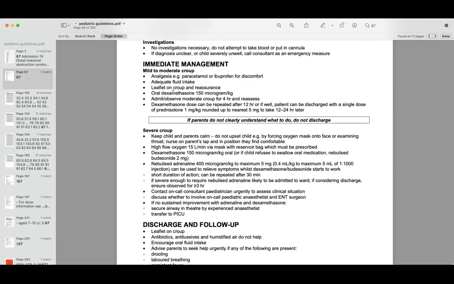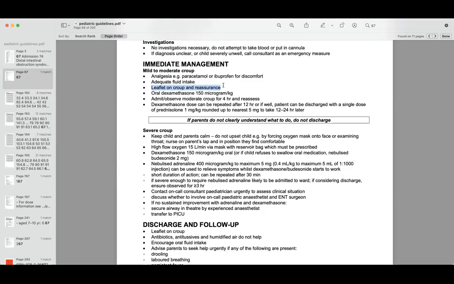So in the mild to moderate group, always you will give analgesia. I don't know whether you mentioned this or not. We have to mention this. Analgesia, I did not mention. And good fluid intake. Leaflet. Always when you discharge them, give leaflets. Very important. Leaflets and reassurance for all.